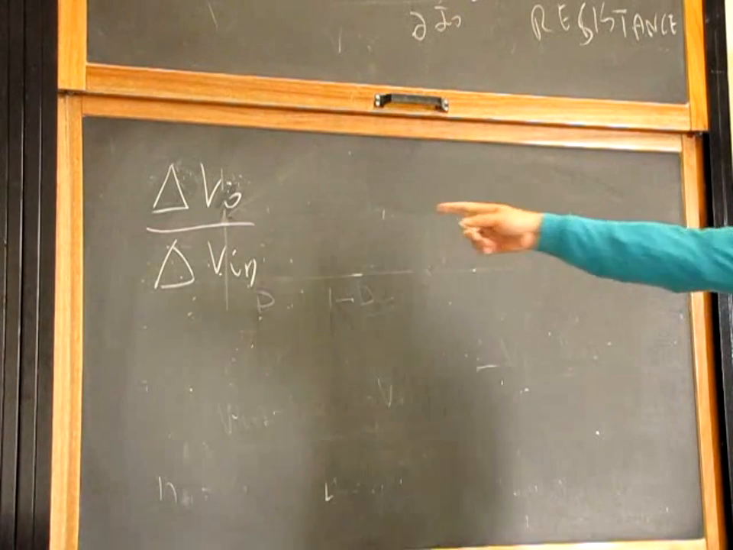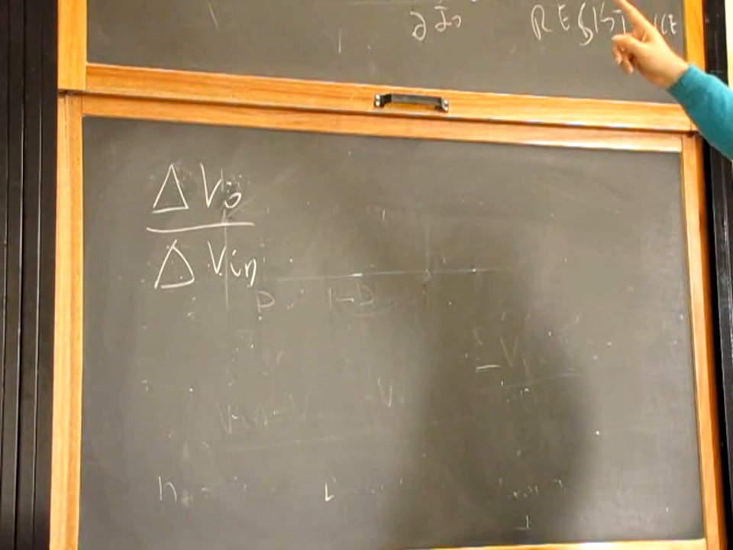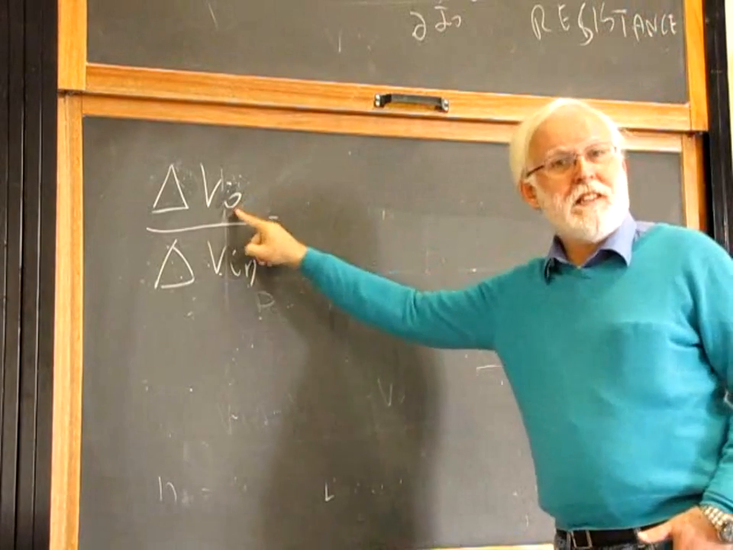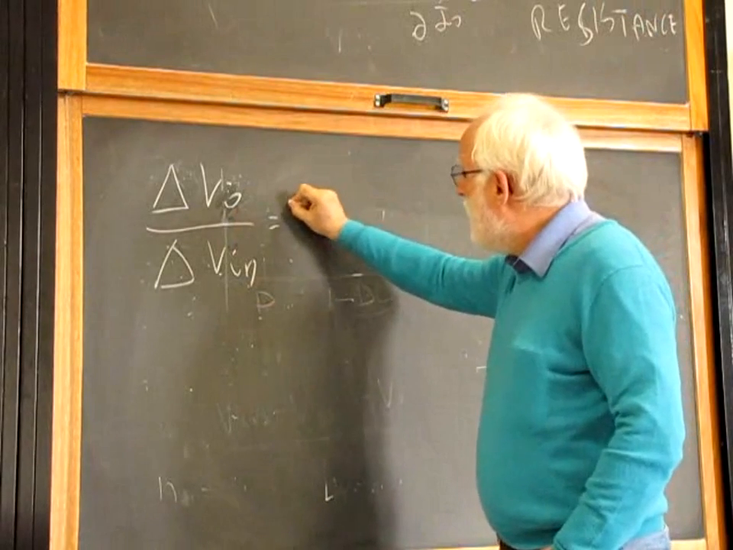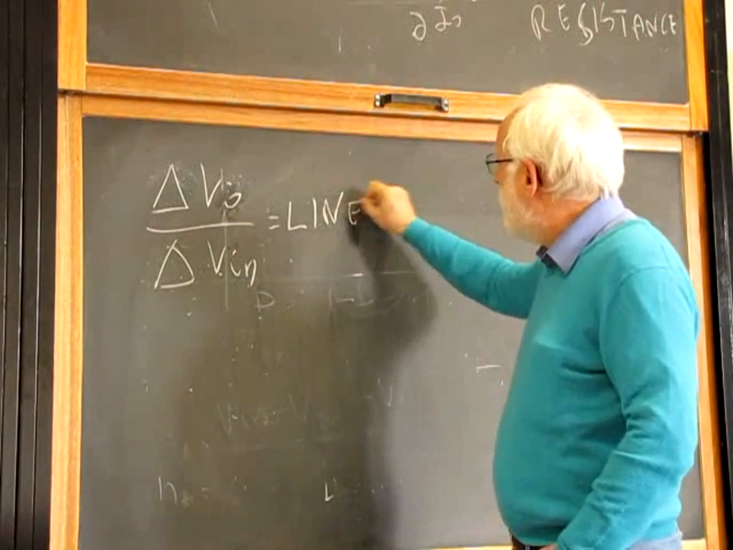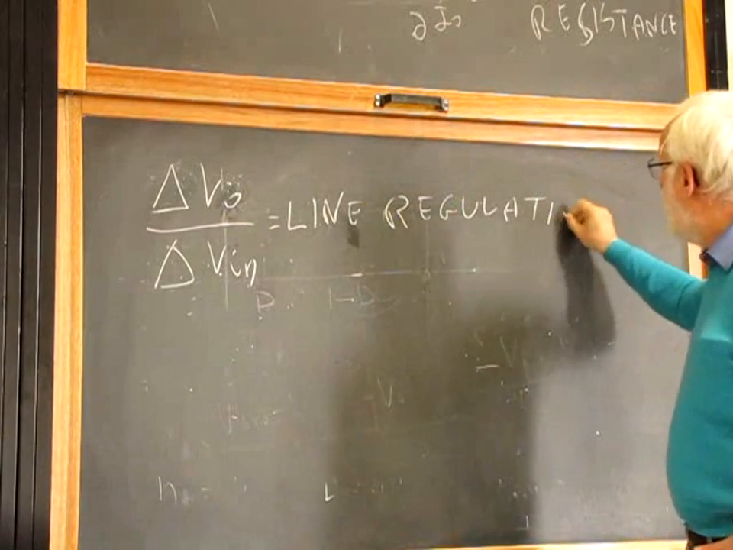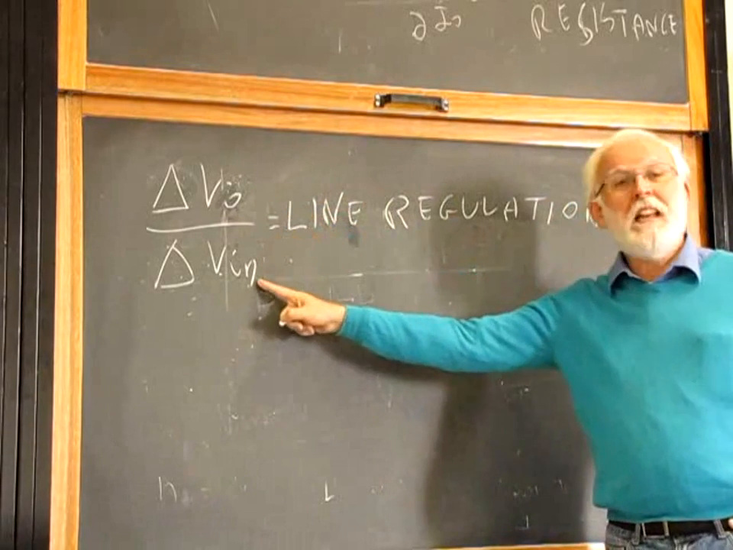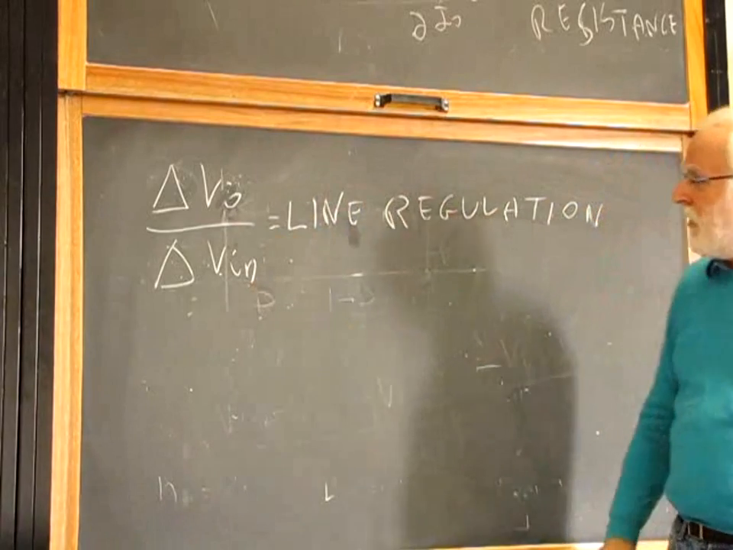It's similar to what? Audio susceptibility. But it has a different name because it's not differential, it's large signal, and it's called line regulation. It tells you how much the output voltage changes with a larger change, limit to limit change, of the input voltage.